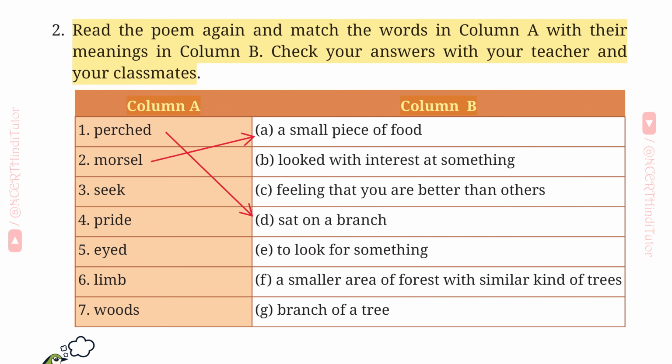Third, seek, we connect it to E, to look for something. Fourth, pride, we connect it to C, feeling that you are better than others. Fifth, eyed, we connect it to B, looked with interest at something. Sixth, limb, we connect it to G, branch of a tree. Seventh, woods, we connect it to F, a smaller area of forest with similar kind of trees.